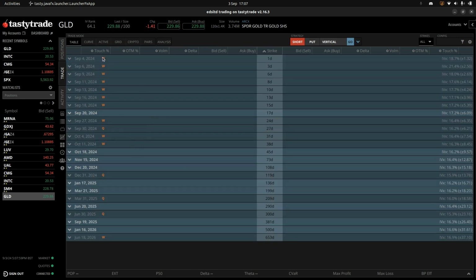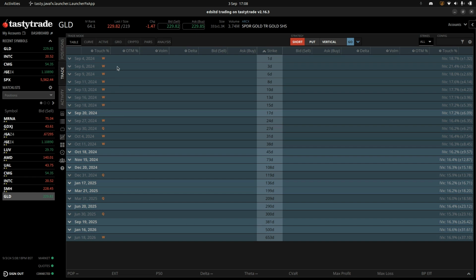So everything denoted by the orange W's is a weekly expiration. That's a quarterly expiration, and then everything that's just normal, like the September 20th with nothing on there, that's your monthly expirations. We like to stick with the monthly expirations.